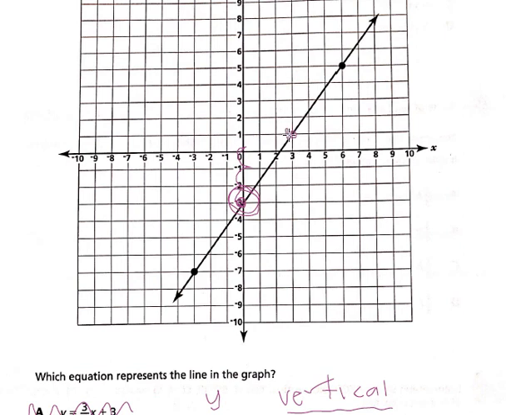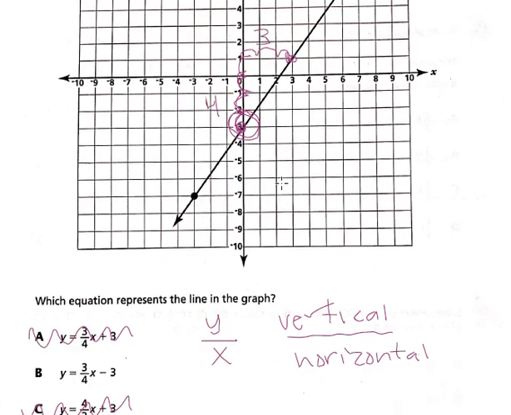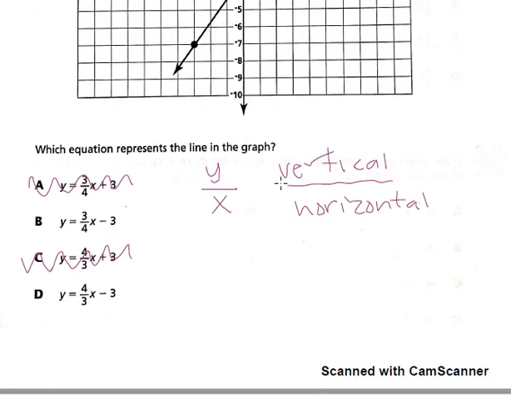So let's continue there. So this is actually not up 3, that is up 1, 2, 3, 4. And this is over 1, 2, 3. So when I go to figure out what my slope will be, it's going to be y over x, vertical over horizontal. So that is 4 over 3. So that allows me to choose answer choice D.